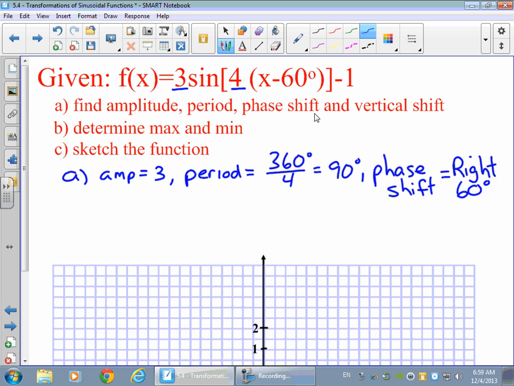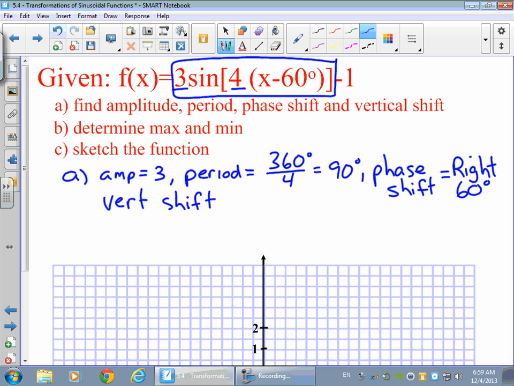And then, of course, the last part is our vertical shift, and it's quite simple. We're saying take whatever we had before, whatever all this works out to be, and subtract 1 from it to establish our y value, or our f of x value. So if we take whatever was there and shift it by 1, our vertical shift is move the whole graph down 1.